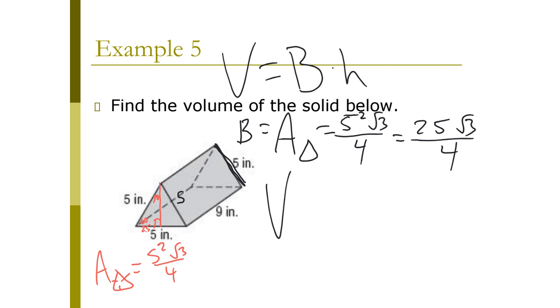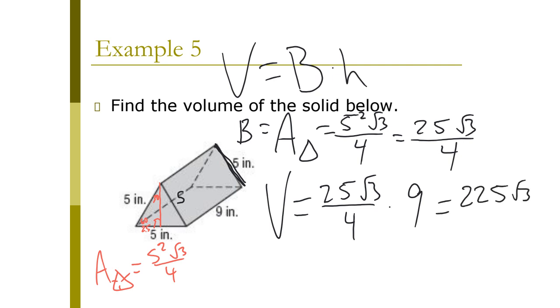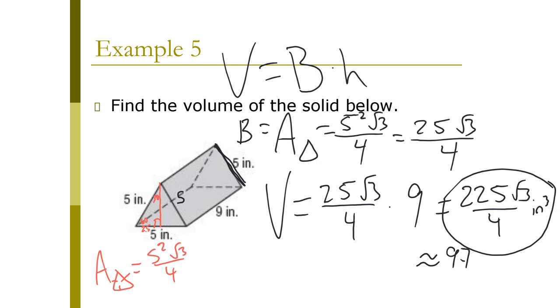So what am I going to do with that? Well, I'm going to plug it into my volume formula, 25 root 3 over 4, multiplied by my height of 9. And if I do that, what do I end up getting? Well, what's 25 times 9 here? 225 root 3 over 4. And that's inches cubed for my volume. That's a goofy looking 3 there, but whatever. And if I wanted to find my approximate volume, I would just plug that in the calculator. I'd get 97.42785, so 97.43 if we're going with 2 decimal places.